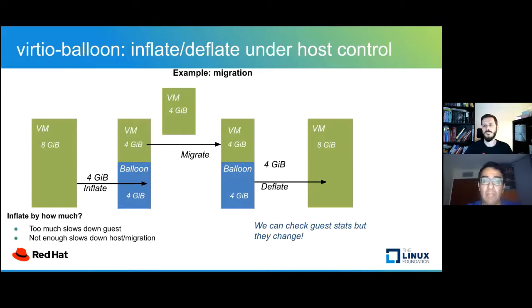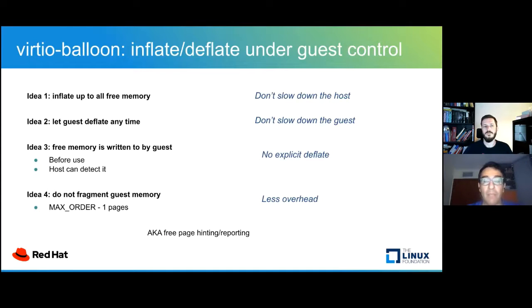Here we immediately encounter problems. How is the balloon size determined? If we inflate it too much, the guest will slow down or hang. And if we inflate it too little, then migration will take longer. To address this issue, we can give the guest more control over the balloon.